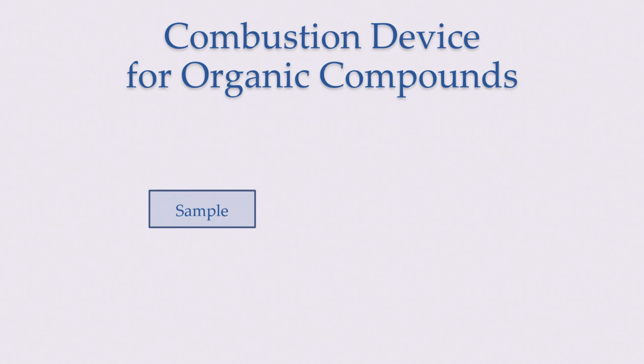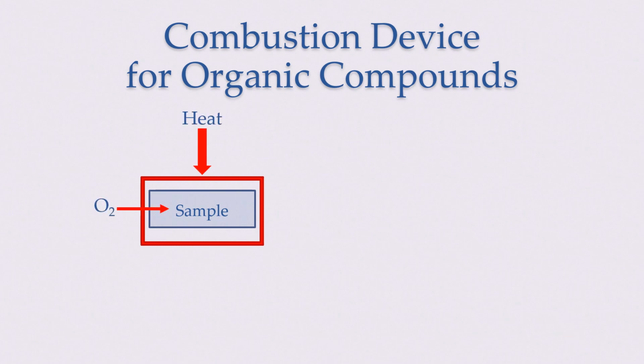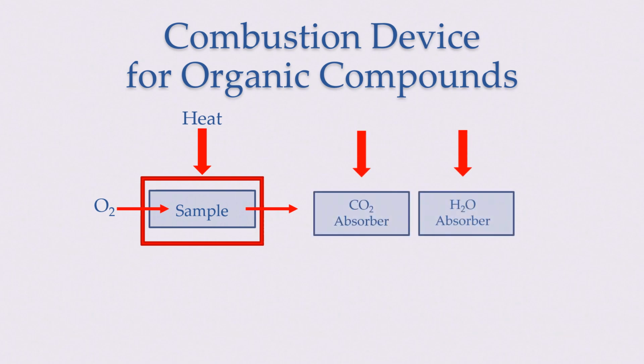First, a known mass of sample is placed in a furnace. Upon heating with oxygen, the sample will combust and form carbon dioxide, water, and other byproducts. The products will then pass through a series of filters, including a carbon dioxide absorber and a water absorber. Other filters can be used to capture other products to determine the presence of elements other than carbon and hydrogen. By measuring the masses of the absorbers before and after the experiment, the mass of the carbon and hydrogen in the unknown sample can be determined.